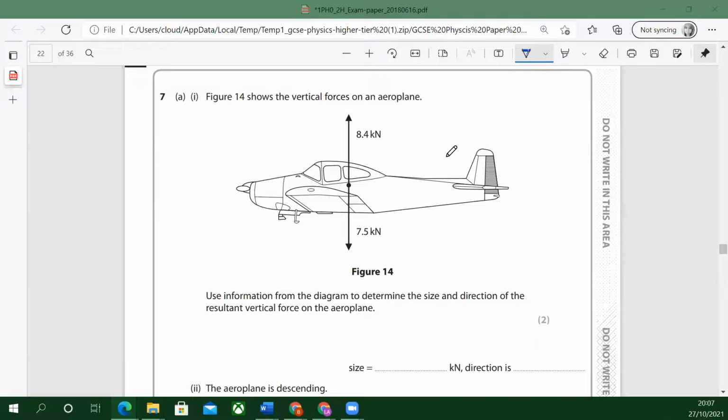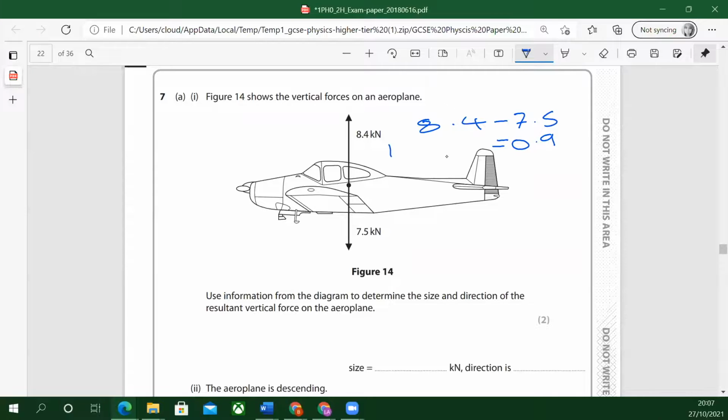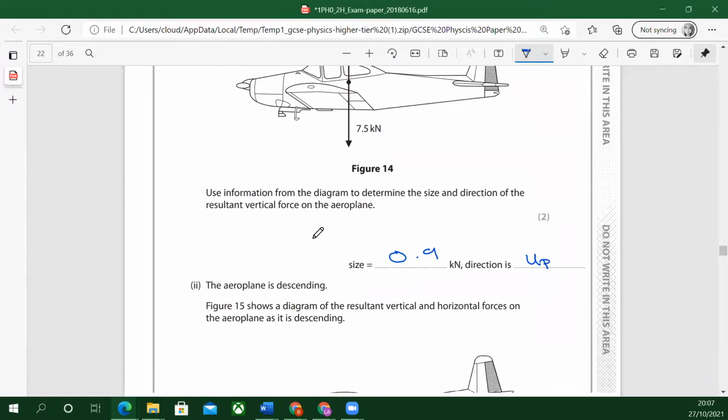The resultant force is 8.4 minus 7.5, and that would be 0.9. That's the greater one, so that'll be upwards. That's nice and easy. 2 marks for that, 0.9, and you can just say up, upwards. And we'll draw an arrow as well.